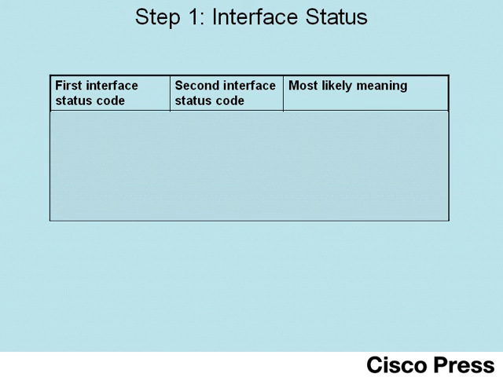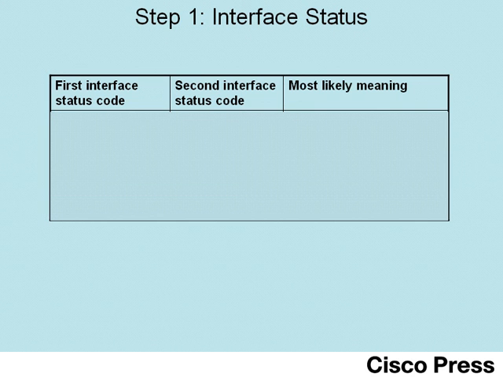This lab step focuses on what it takes for a serial interface to be in an up and working state. Now with Cisco IOS, each interface has a two-part status code that states whether or not the interface is up and working. For an interface to be working, both status codes must be up.